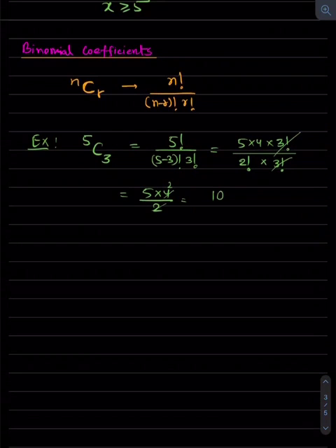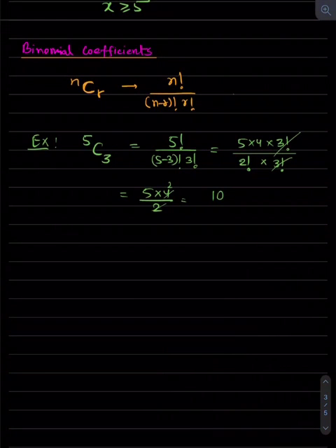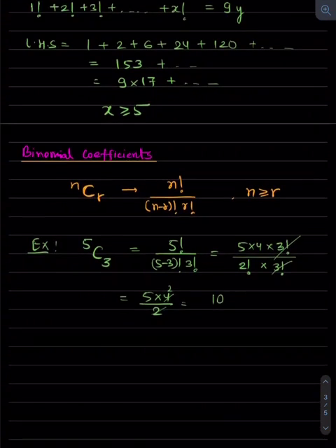So this value will give us some number, some natural number that is positive. So one more thing, you can write it here, that n is always greater than or equal to r. Why? Because, okay, we discussed it.